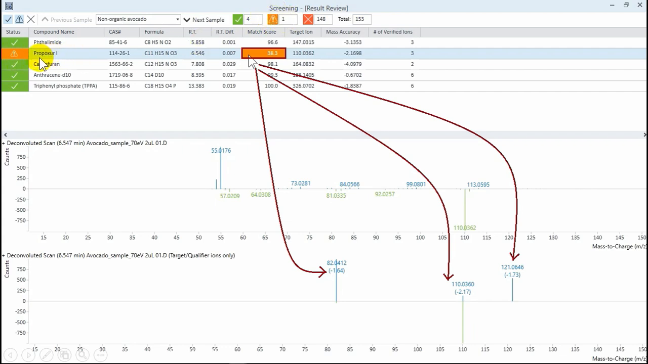Let's take a look at a hit that's a suspect in the screener, in this case, propoxur 1. And you can notice it has a warning, that orange color. And if we follow that library match score warning to the ions, you can see that the 110 ion is very high compared to the others in terms of its ratios.